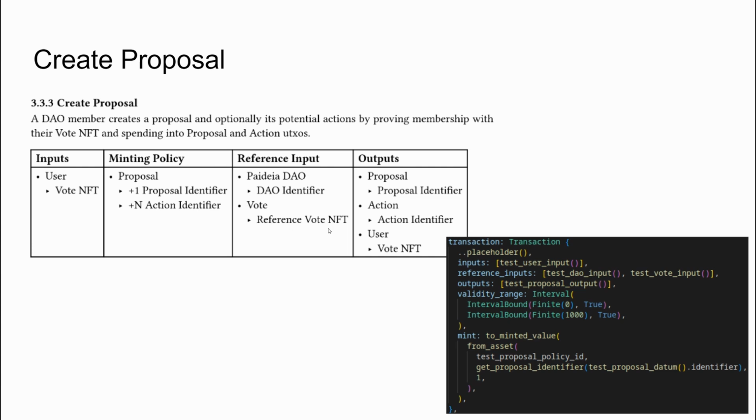And in the reference inputs, we have both the DAO and the user's vote UTXO to prove that they have staked enough governance tokens linked to this vote NFT. And as you can see here, the transaction is again exactly like we intended.